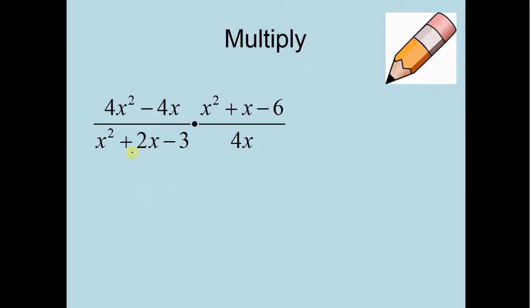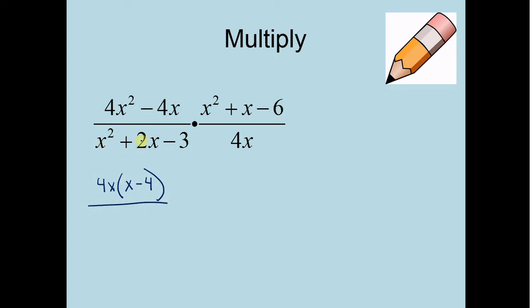Let's take a look at another problem here. I've got 4x squared minus 4x divided by x squared plus 2x minus 3, times x squared plus x minus 6 divided by 4x. Okay, very first thing, let's simplify. Let's factor some stuff. 4x squared minus 4x: I could take a 4x out of that, so I'll be left with x minus 1.